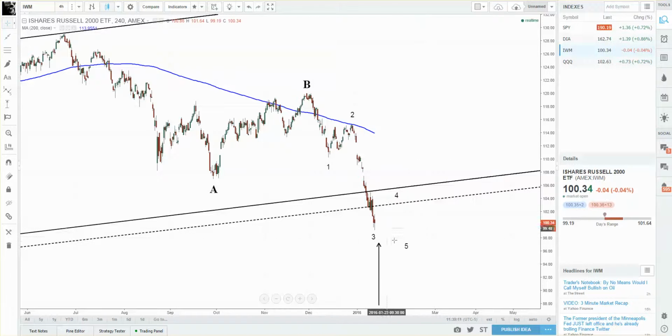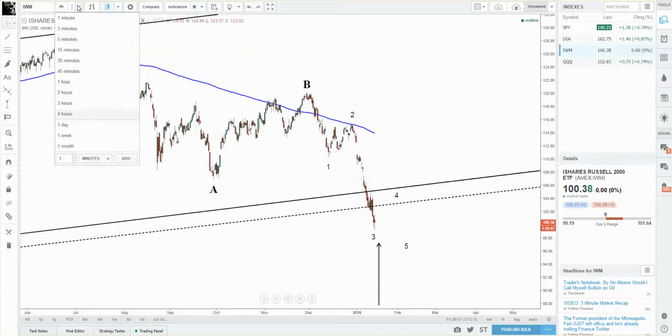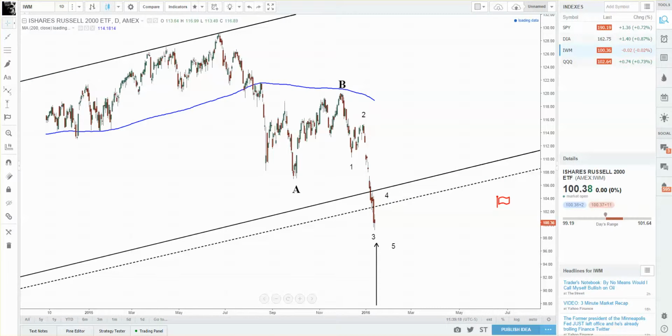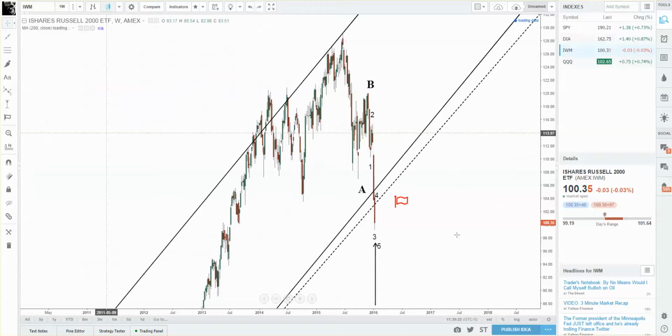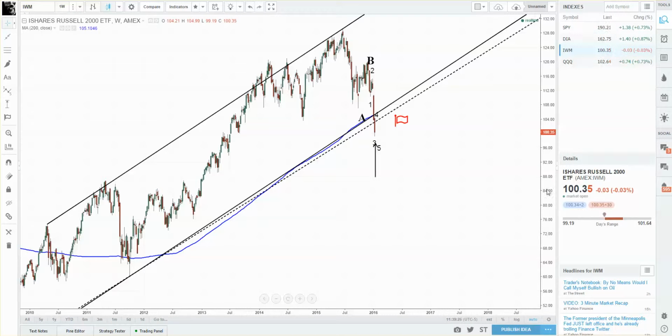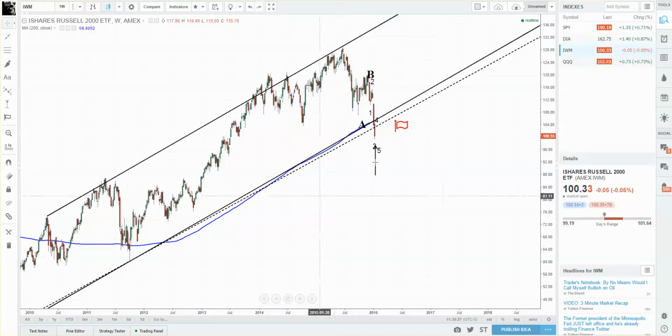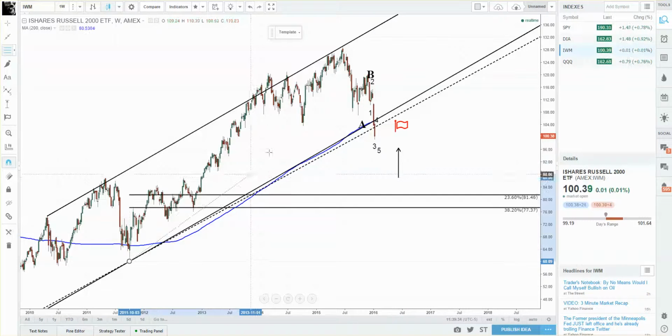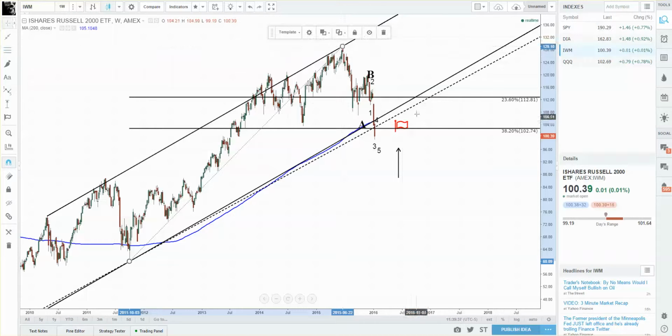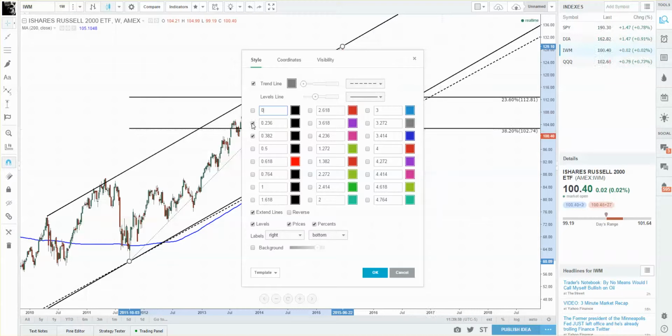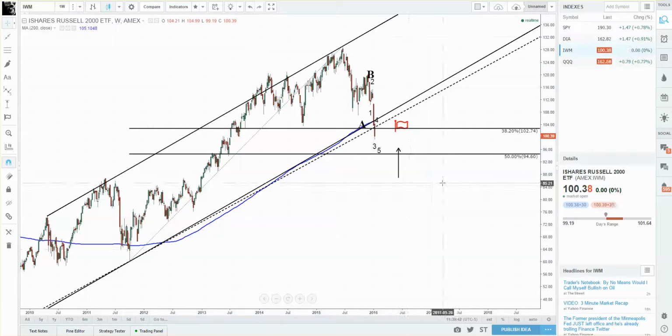So if I can identify an ending pattern here, say a fifth wave, let's actually zoom back out and find a target for that. Let's just do a very simple Fibonacci analysis from the 2011 low. Okay, this could go to 94 if we're going to retrace 50% of the rally from the 2011 low.